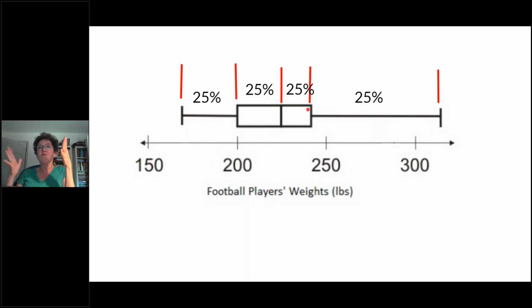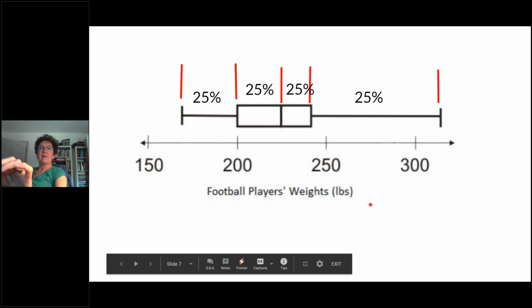In this case, 50% of my football players have weights that go between this number, 200, and this number, 240, I think I called it. So 50% of my players have weights between 200 and 240. Okay, so let's keep going and see what else we can find out about the box and whisker plot.